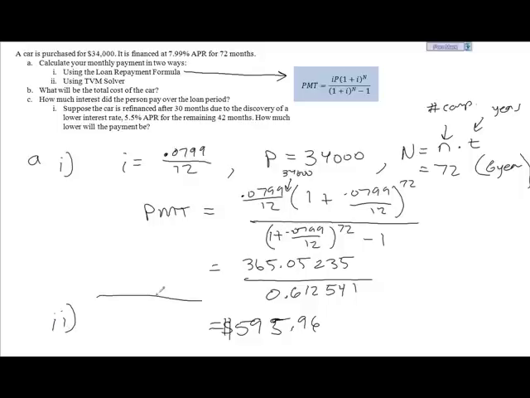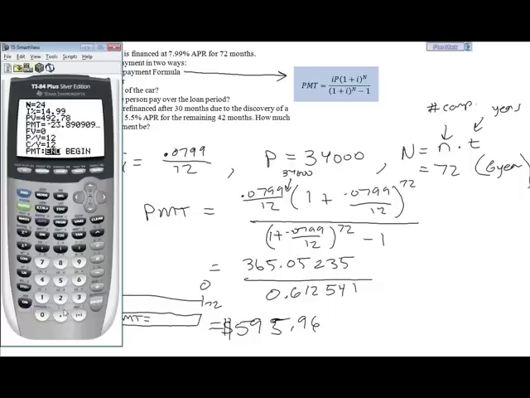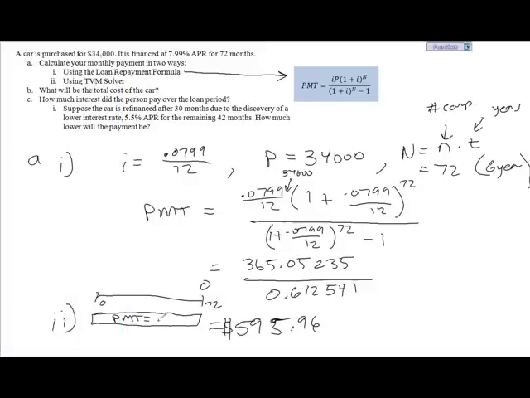I'll always want to draw time diagrams when we're using the TVM solver, just as our way of showing work. So 0 to 72, we're going to have a future value of 0. We're going to figure out what our payment's going to be. In the TVM solver, I'll enter 72 months for the time, 7.99% for the I percent. Present value is 34,000 since that's what we're borrowing. Future value is 0, so we can calculate our payment, and we get $595.96. And so they do in fact match up.